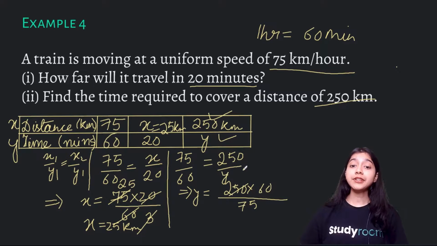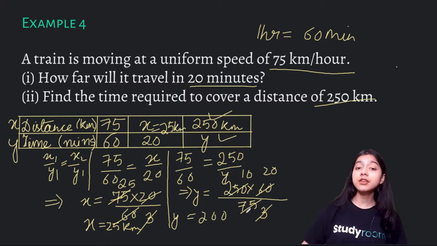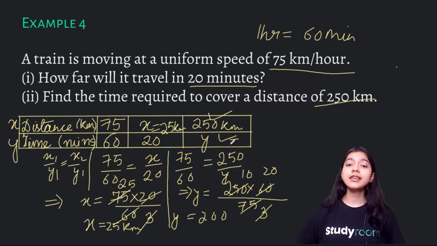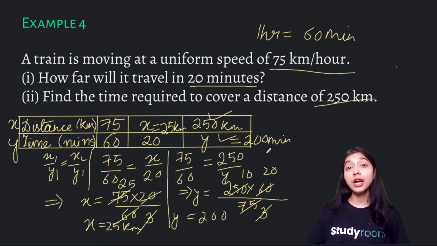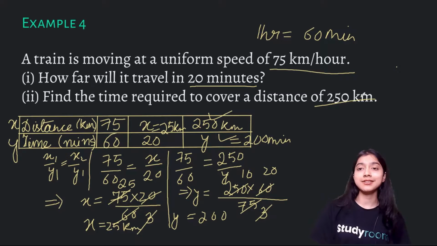Now 25 10 times is 250 and 25 3 times is 75. 3 1 times and 3 20 times gives us 60. So from here we have the value of y as 200 and y is actually the time in minutes. So we can say that y is equal to 200 minutes. So basically 250 kilometer distance can be covered in 200 minutes. So this will be our final answer.